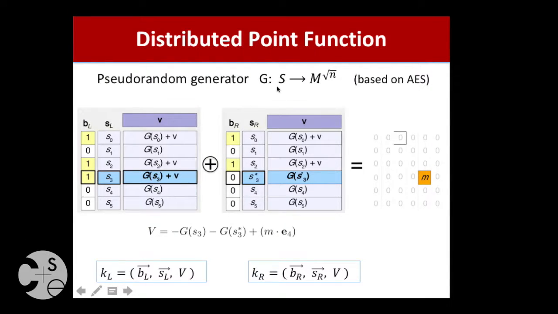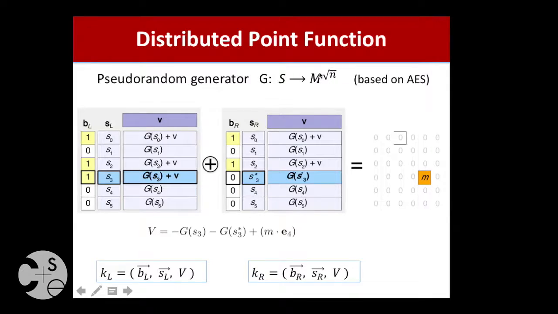Now, we're going to have to use what's called a pseudorandom generator. This is something that takes a short seed and expands it out to a pseudorandom output. In particular, we're going to generate square root of n elements in the field that we're working in. By the way, whenever you hear square root of n, you immediately think of squares, right? And in fact, that's what we're going to do here. We're going to break things up into squares.